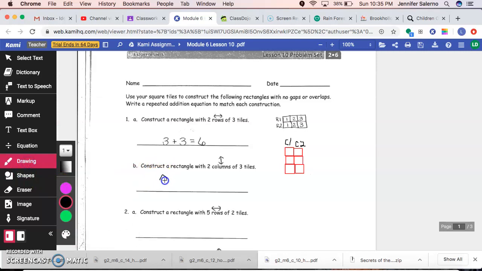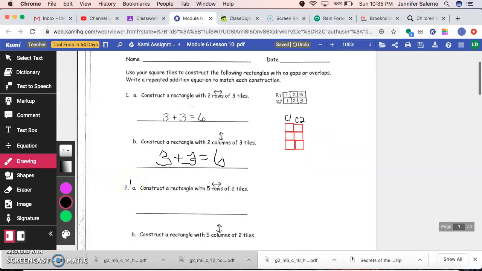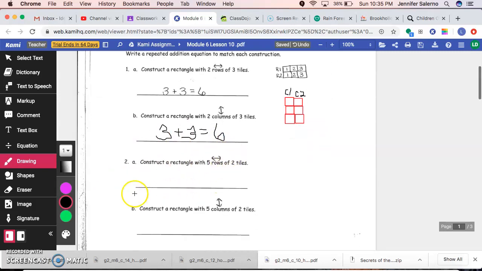Okay, and you could type it using your text box, which a lot of you do, which is great. So you're going to do 3 plus 3. Probably should use my text box right now. 3 plus 3 equals 6. Okay? So that's what you're going to do pretty much on this page. So for number 2, A and B, you're going to be doing the same thing. Okay? Again, squares, no spacing.